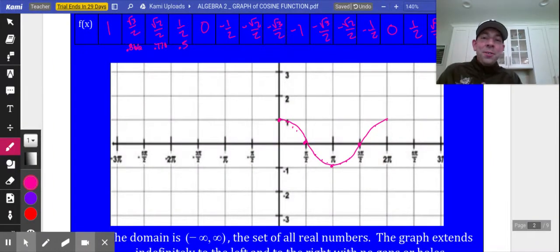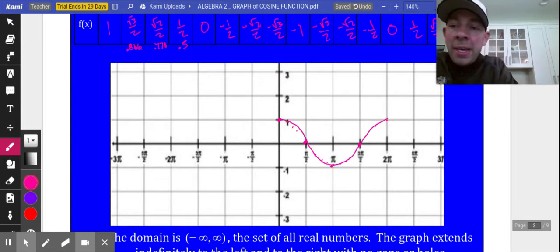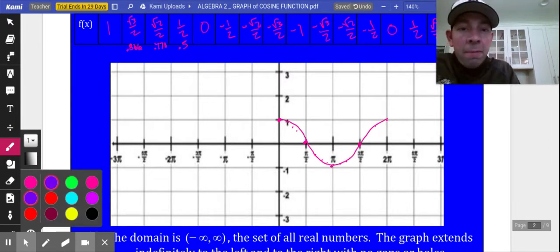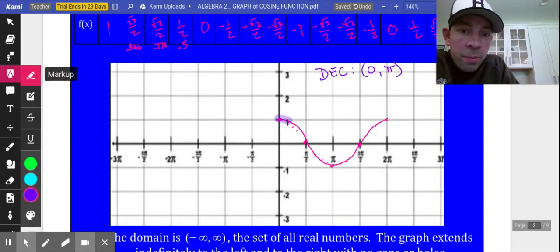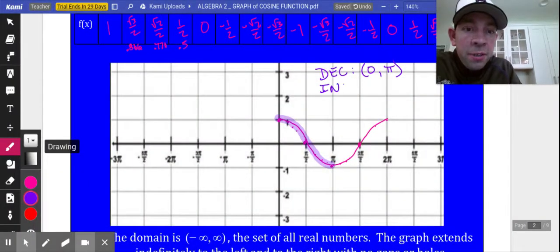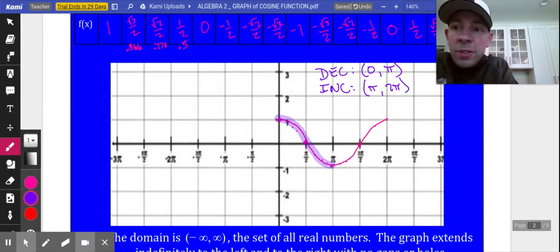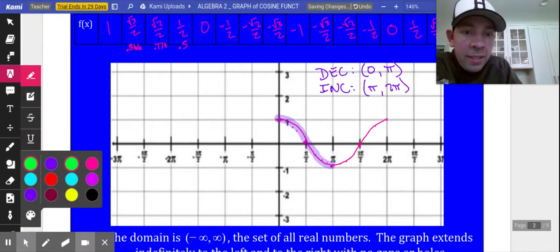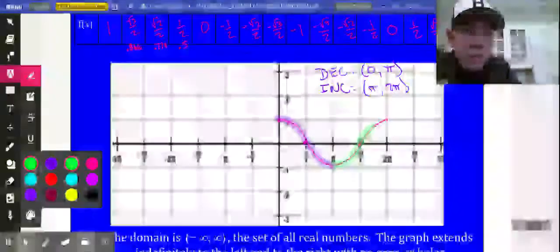Okay, not too shabby. So that's one complete cycle. And a couple of things we'll note here. The function is decreasing, we'll say, from 0 to pi. So if I was to highlight that section from here to here, the function's decreasing. And then we could say the function's increasing from pi to 2 pi. So this section right here is increasing.